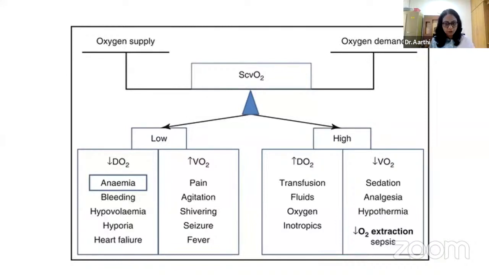There are certain situations where the central venous oxygen saturations are higher, for example, septic shock, where microcirculatory dysfunction happens and the oxygen consumption is reduced, and in surgical patients with hypothermia, sedation, and analgesia, where the metabolism is reduced and the consumption is reduced, whereas increase in delivery of oxygen happens during transfusions, excessive fluid challenges, and inotropic use. So all these scenarios will have a higher central venous oxygen saturation.